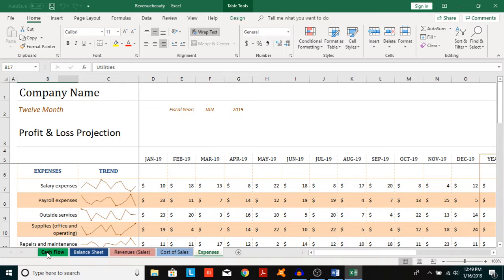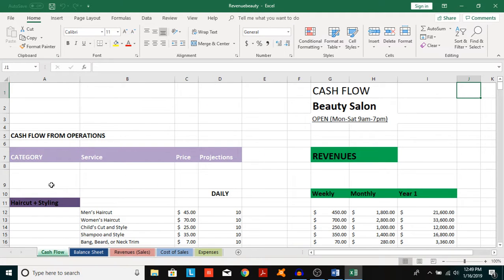Let's review the cash flow statement briefly. The cash flow statement that you have received in your business kit consists of the category, the service, the price, daily projections, the revenues that are done weekly, monthly, and yearly. The cash flow sheet is fully editable, which allows you to go in and make any change on it, and it'll automatically change all the numbers.